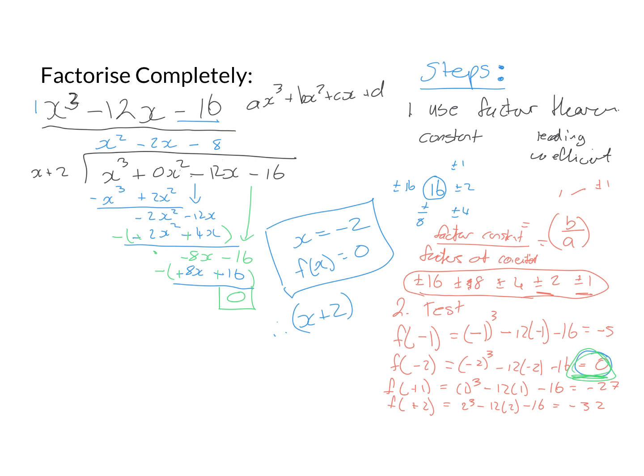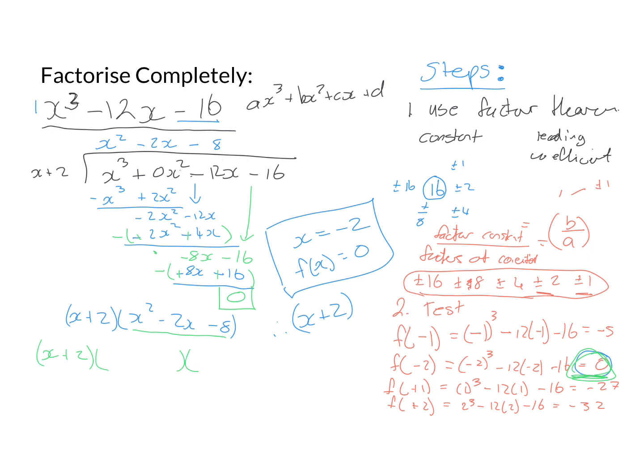So what do I have now? I have x plus 2 and x squared minus 2x minus 8 are both factors of x cubed minus 12x minus 16. Something to remember, when they say completely factorized or fully factorized, it means I want only linear factors if possible. So x plus 2 is already linear.